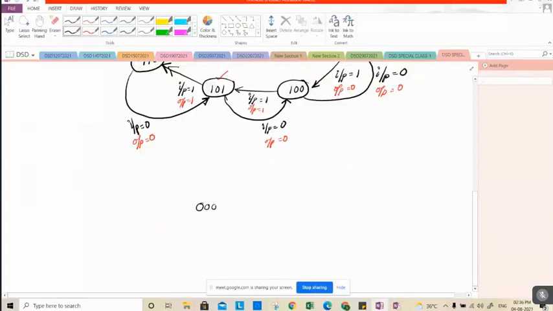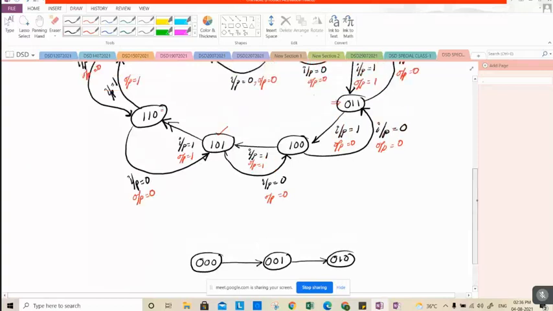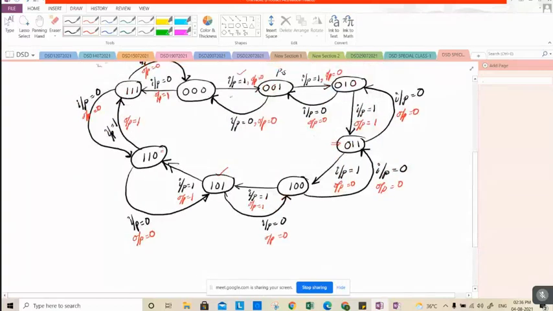So 0, 0, 0. Then this is 0, 0, 1. Sir, yes, tell me. Sir, when going from 110 to 101, you put the output as 0... Repeat it again. When going from 110 to 101, right. Perfect. It should be on. Output is equal to 1. Right.